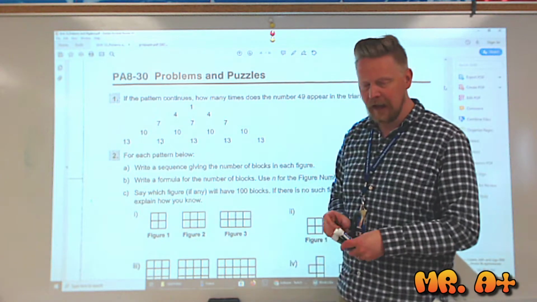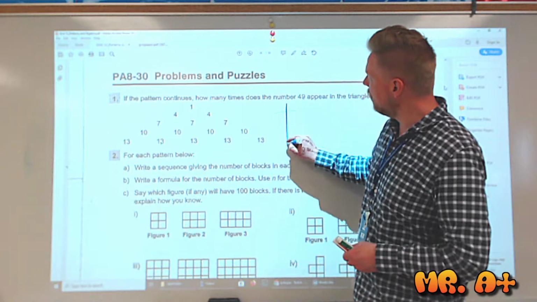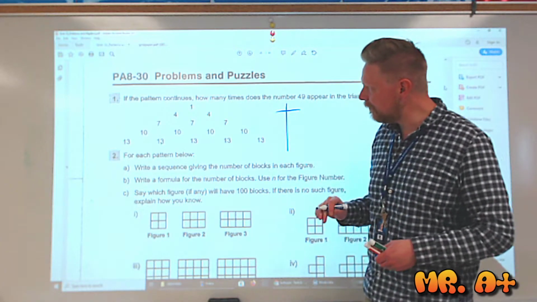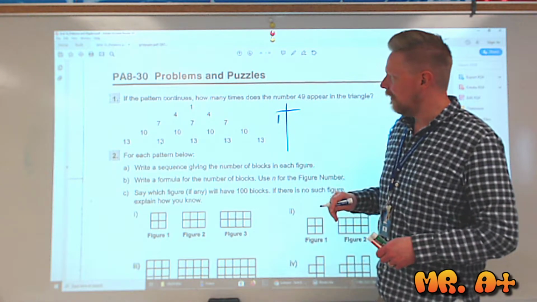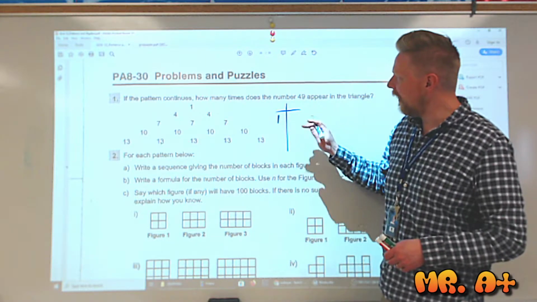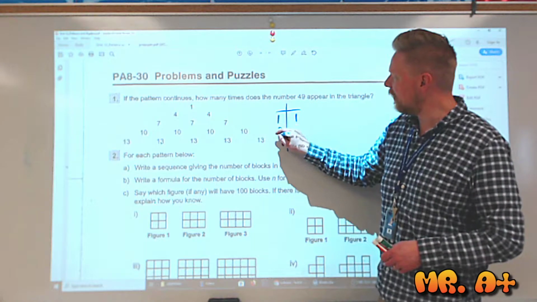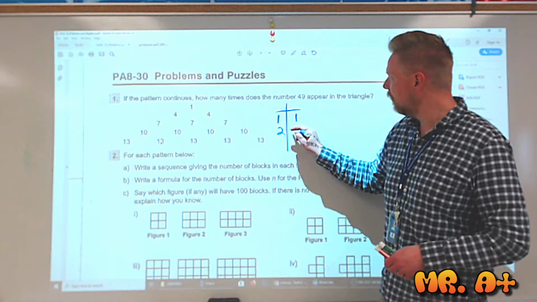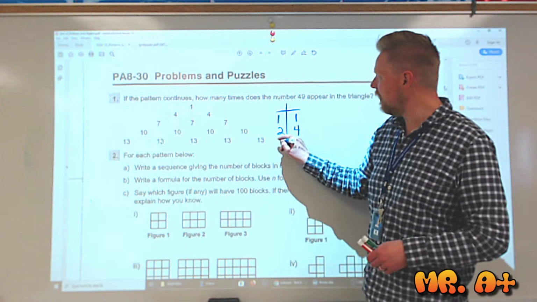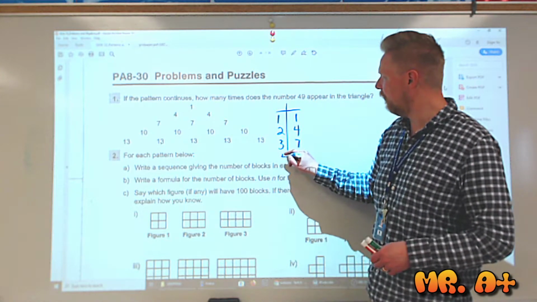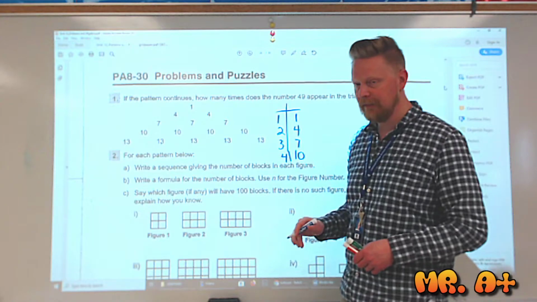So what I'm going to do is create an input-output T-chart. And that's going to help me solve this one really efficiently. So in my input-output T-chart, the first term, 1, appears just once, and the value is 1. The second term is 4, and it's twice. The third term is 7. The fourth term is 10. And the fifth term is 13.